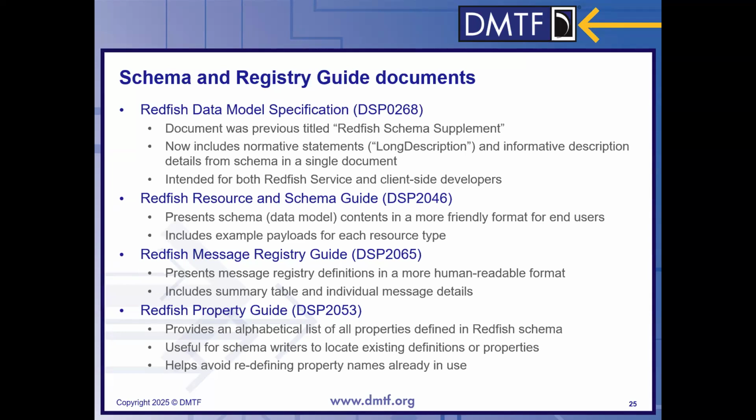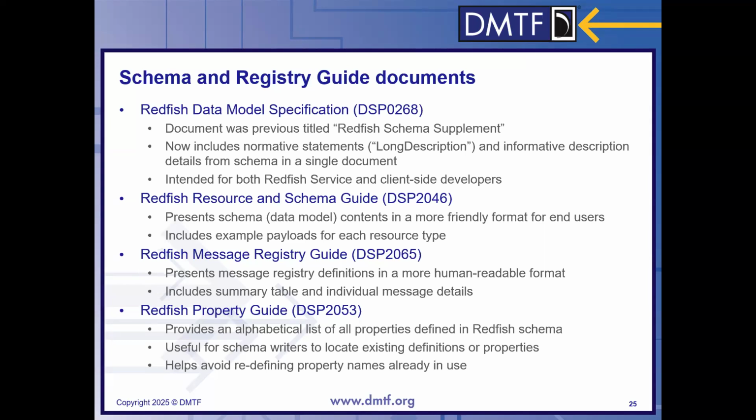The next document is our Redfish Resource and Schema Guide, DSP 2046. It presents the schema and data model contents for Redfish in a format that's much more friendly for end users. And it also includes example payloads for each of the resource types. So both of these documents that I've mentioned are much easier for most people to read than the raw schemas, which have gotten increasingly complex and difficult to read.